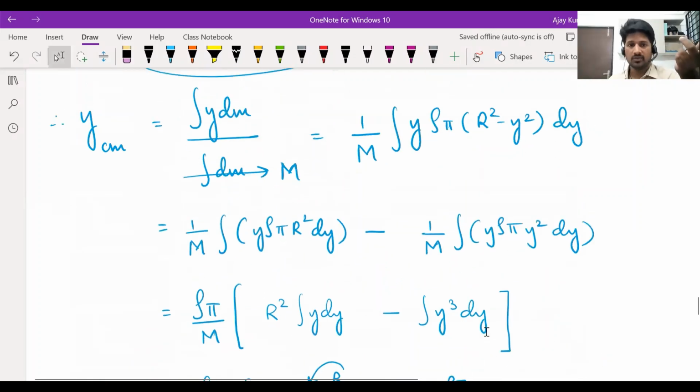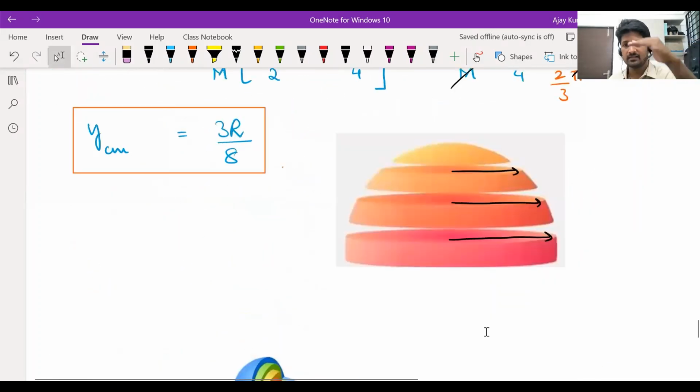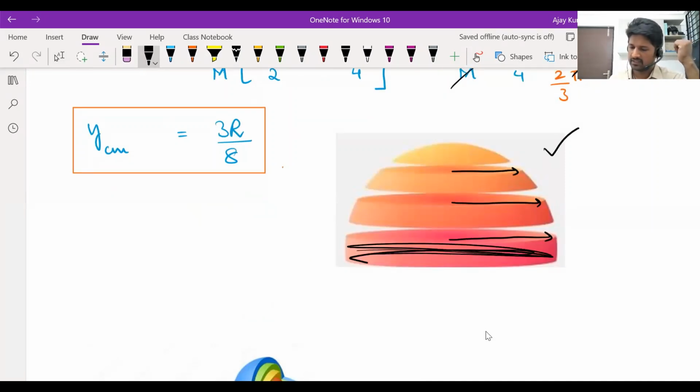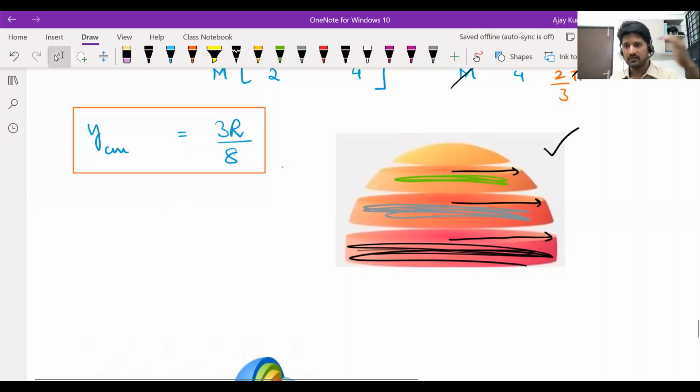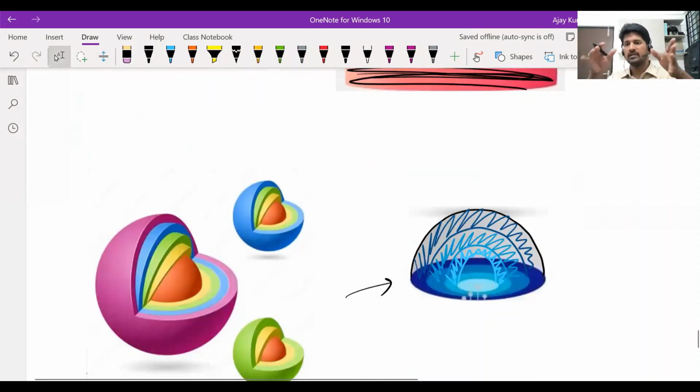It's also possible that the density varies height-wise. Then you will have to treat it like this. Okay. The bottommost particles have one density. The next layer of particles have a different density. The third layer of particles have a different density. If density varies height-wise, you will have to chop it height-wise like this. If density varies radius-wise, then you will have to take it as a collection of shells like this.